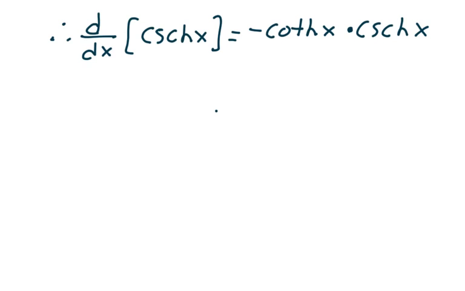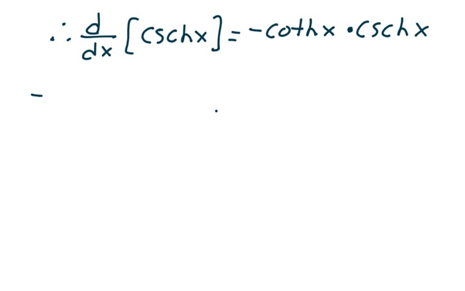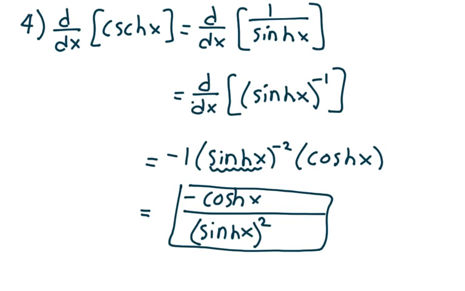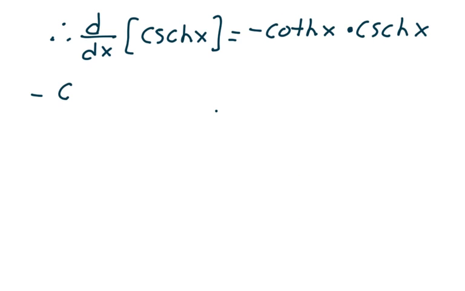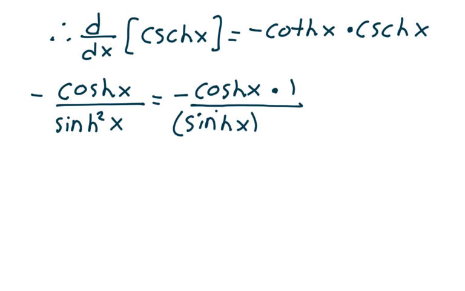Now, where did I get that? Let's make sure we understand that. So I'm going to take this and rewrite it just a little bit. So negative hyperbolic cosine x divided by hyperbolic sine squared x is negative hyperbolic cosine x times 1 divided by hyperbolic sine x times hyperbolic sine x, okay?